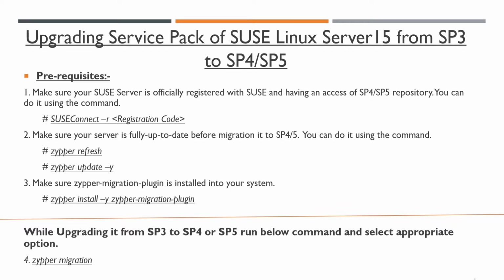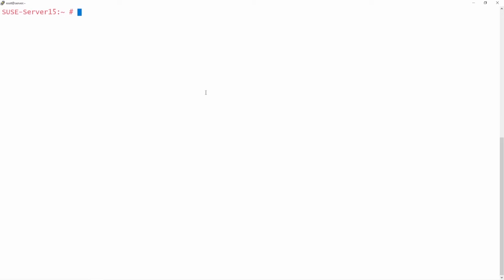Before proceeding with the service pack upgrade, there are a few prerequisites that must be in place on your system. The first is, you have to make sure your system is registered with SUSE. Second, you can confirm that your system is completely up to date with all the available patches and updates. And the third is you can verify that the zypper migration plugin is installed and available on your system. I will show all the prerequisite steps in my terminal. Let me open my terminal. Okay, now I am in my terminal.